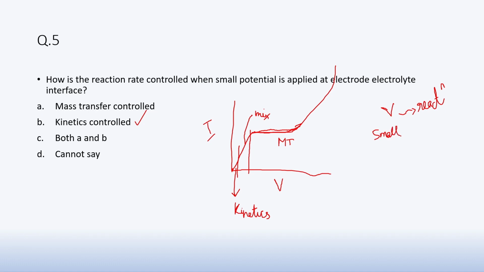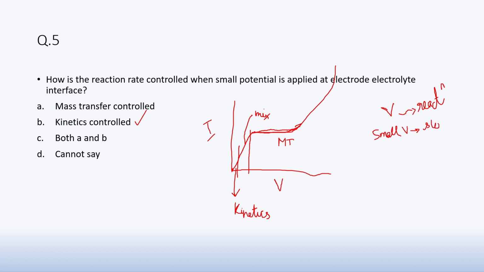A small potential means the reaction rate is very small. If you need something to be driven very fast, you need to apply that much input. So here, small potential means a small reaction, a slow reaction that's happening.